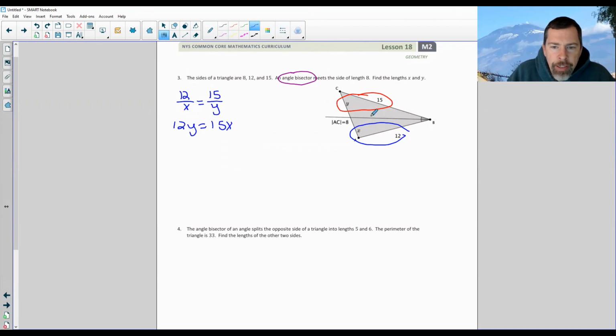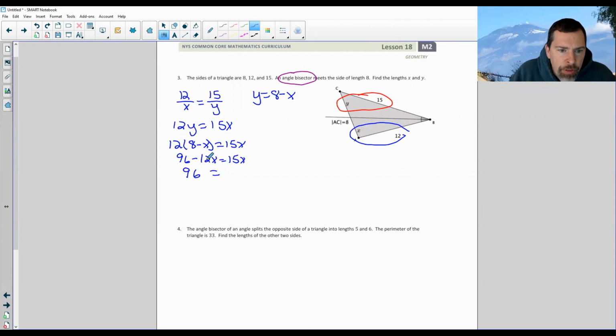And then off to the side, I can solve for either x or y, it doesn't matter. It's just the total minus the other. I'll do y this time just to be different. Y equals 8 minus x. This piece equals everything minus the other side. So now I can substitute that y in over here. So I would get 12 times 8 minus x equals 15x. 12 times 8 is 96, minus 12 times x is 12x, equals 15x.